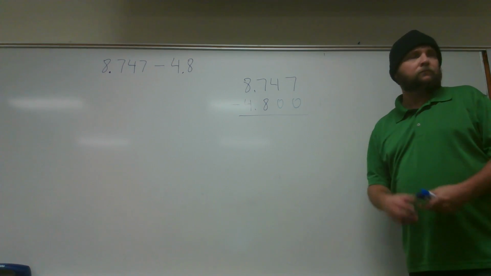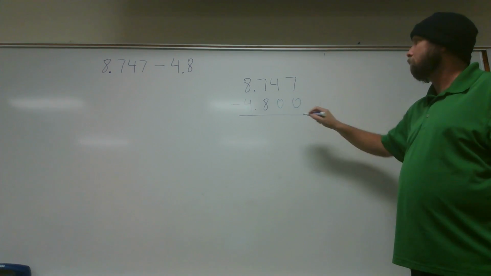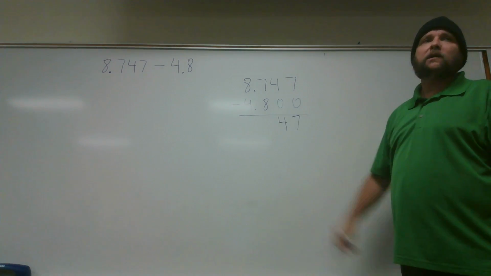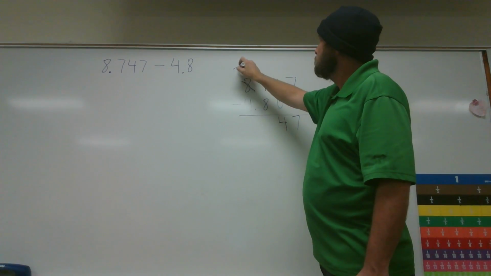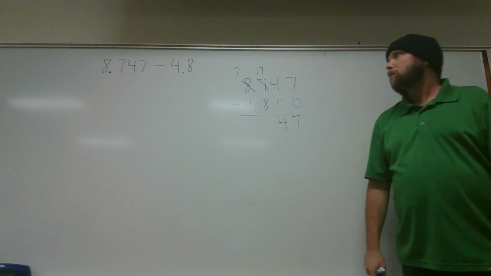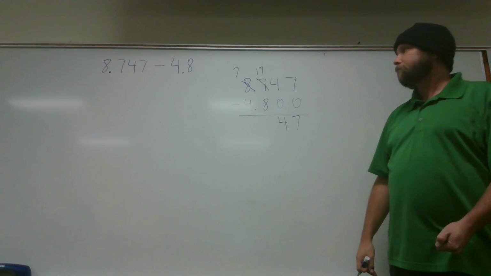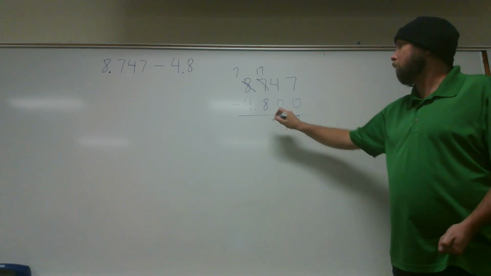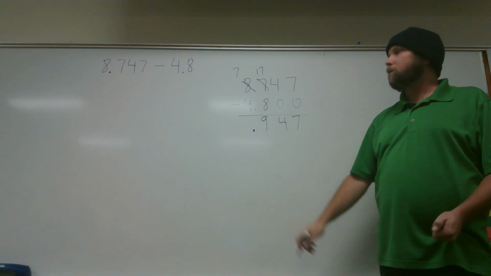All right. So 7 subtract 0 is 7. 4 subtract 0 is 4. 7 subtract 8, can't do that. Borrow. So we take away 1 from the ones place, and add 10 tenths to make that 17 tenths. 17 subtract 8 is 9. Decimal point comes straight down. 7 subtract 4 is 3.